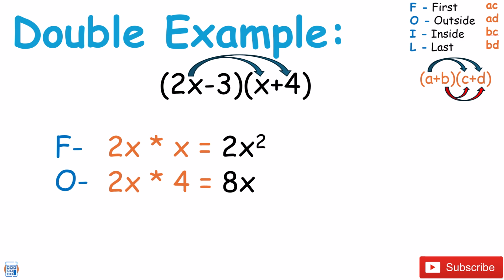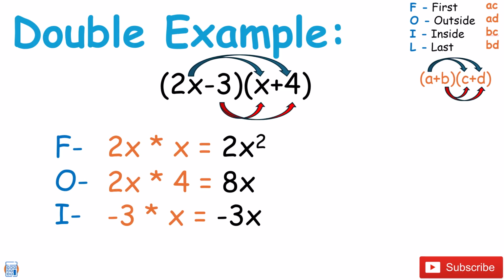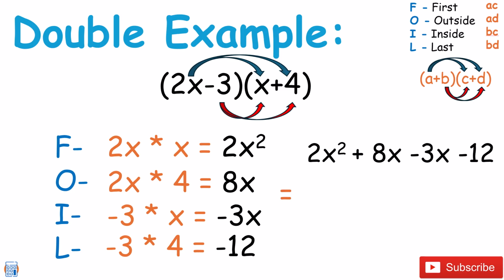Now let's move over to minus 3. Minus 3 times by x gives you minus 3x. And then finally minus 3 times by 4, which gives you minus 12. Putting them all together, you get 2x squared plus 8x minus 3x minus 12. Now, if you watch my previous video, you now know how to collect like terms, which, when you do that, you get 2x squared plus 5x minus 12.